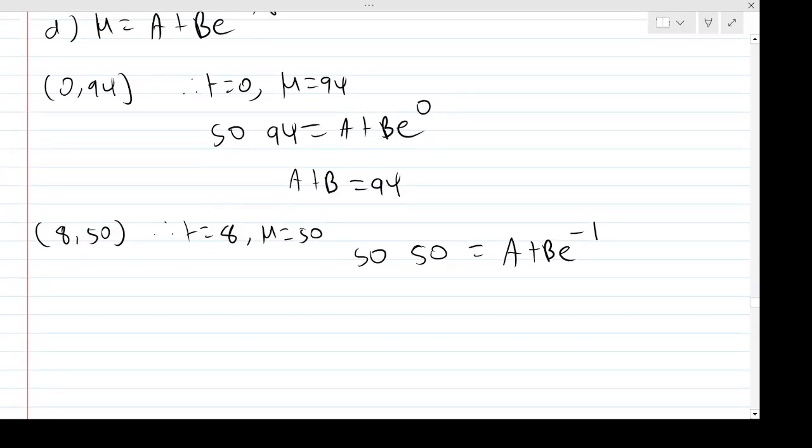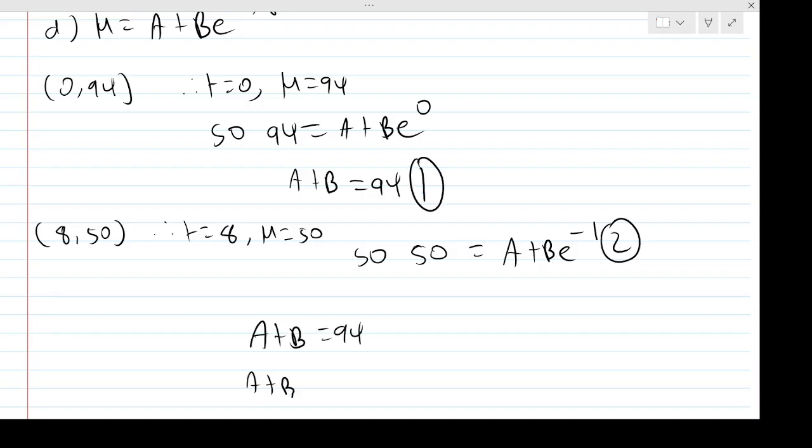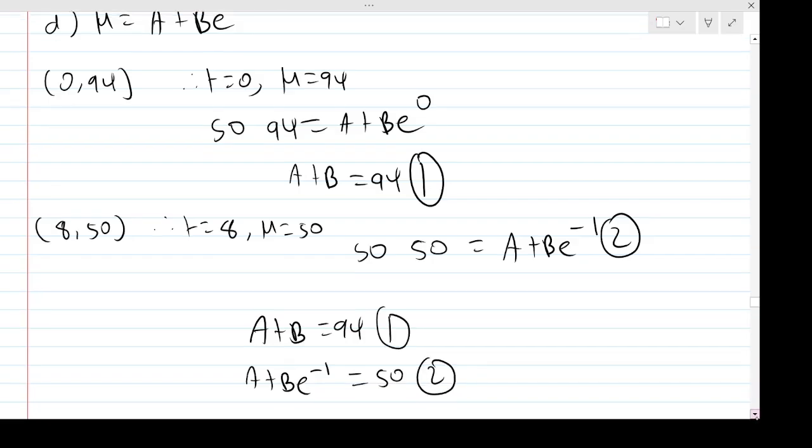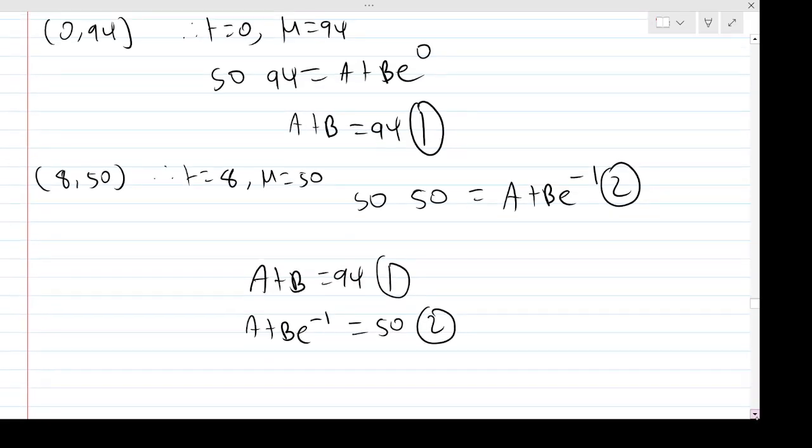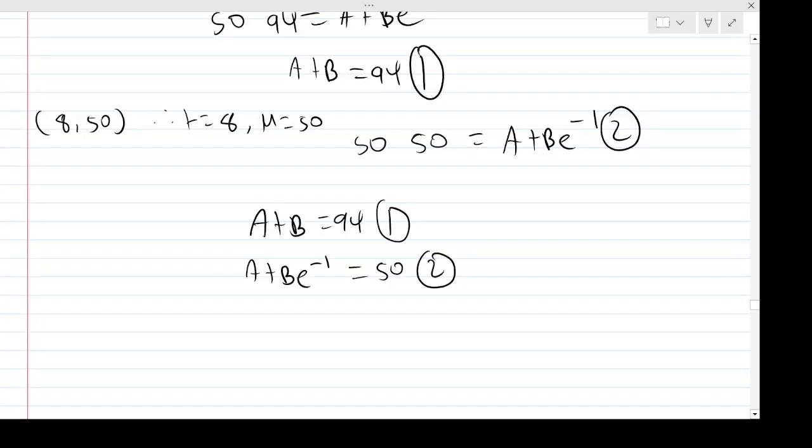Right. Not much we can do here, but actually recognise at this point I've got simultaneous equations. These two here: A + B = 94, and A + Be^(-1) = 50. So how can I solve this? Well, I can do that many ways. I can substitute, but I'm going to use elimination.